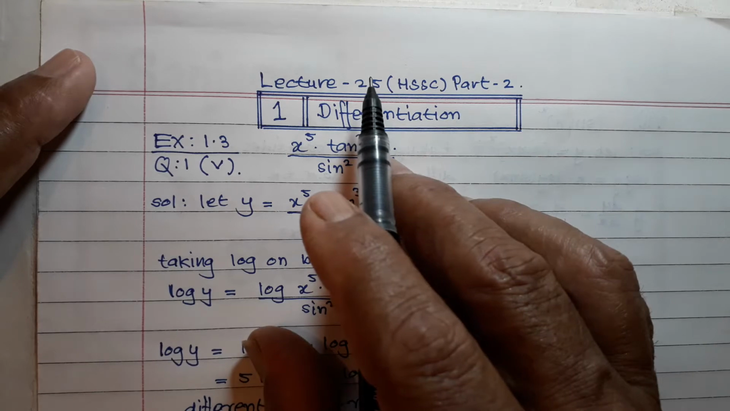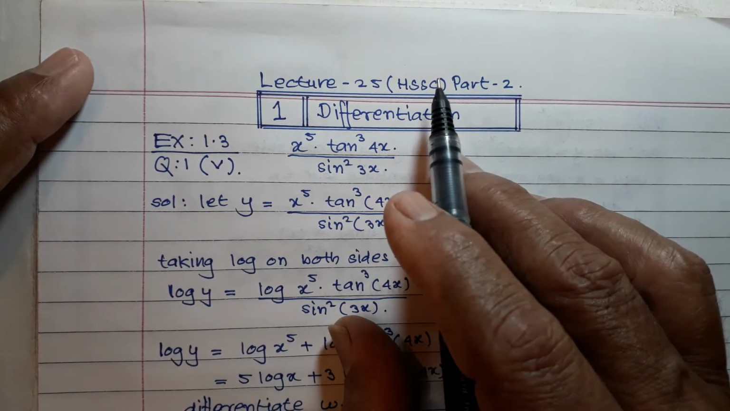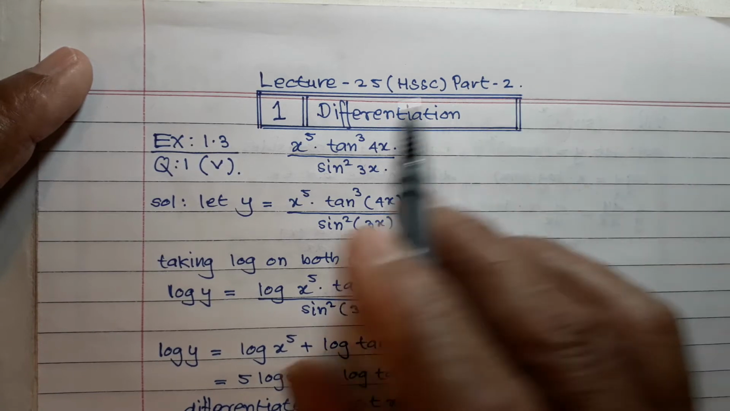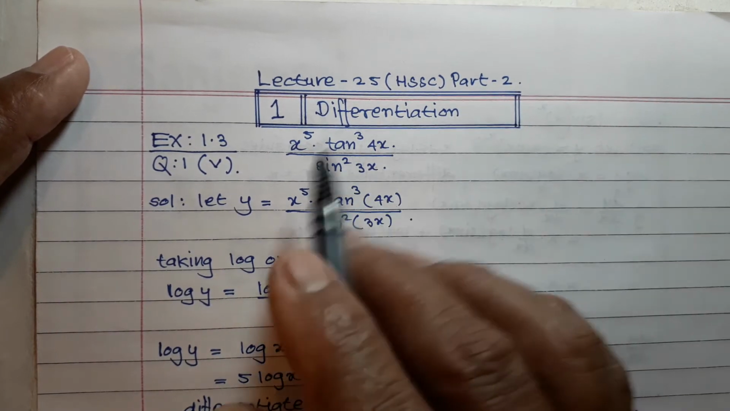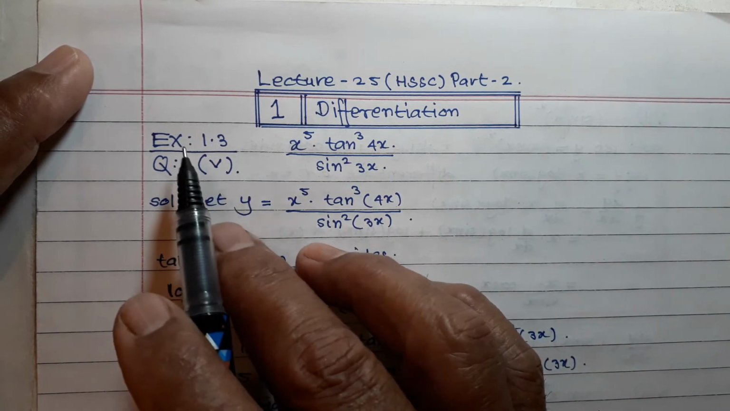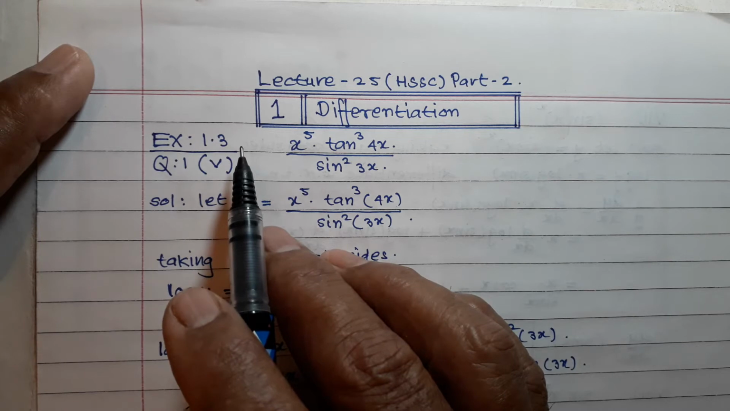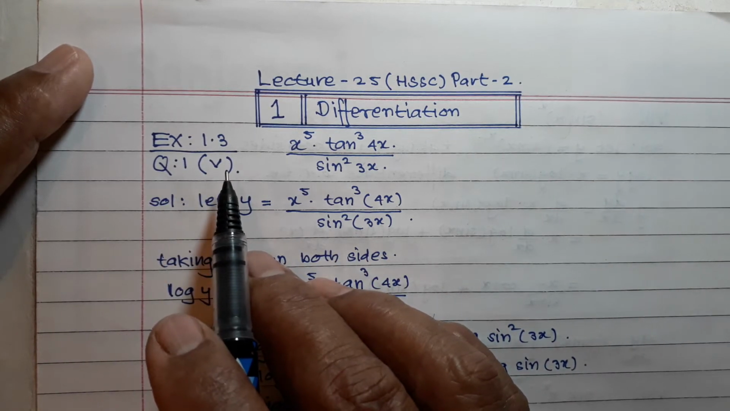Hello, my dear students. Lecture number 25 for Standard 12, Part 2, Chapter number 1, Differentiation. In this lecture, I am going to explain some examples from exercise 1.3, question number 1, part 5.